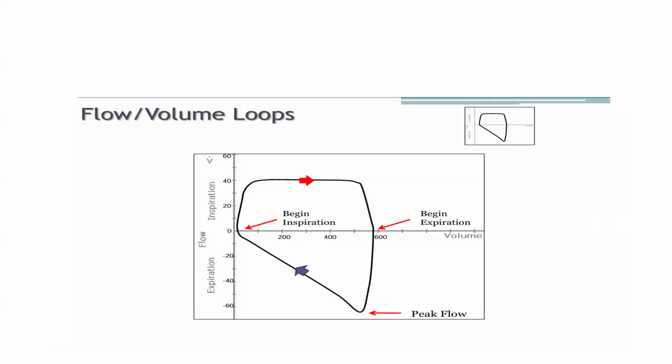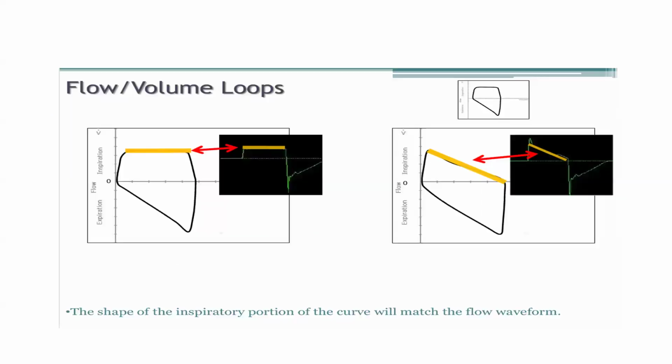So the flow volume loop is representative of the beginning of the inspiration and the beginning of the expiration. The shape of the inspiratory portion of the curve will match the flow waveform.